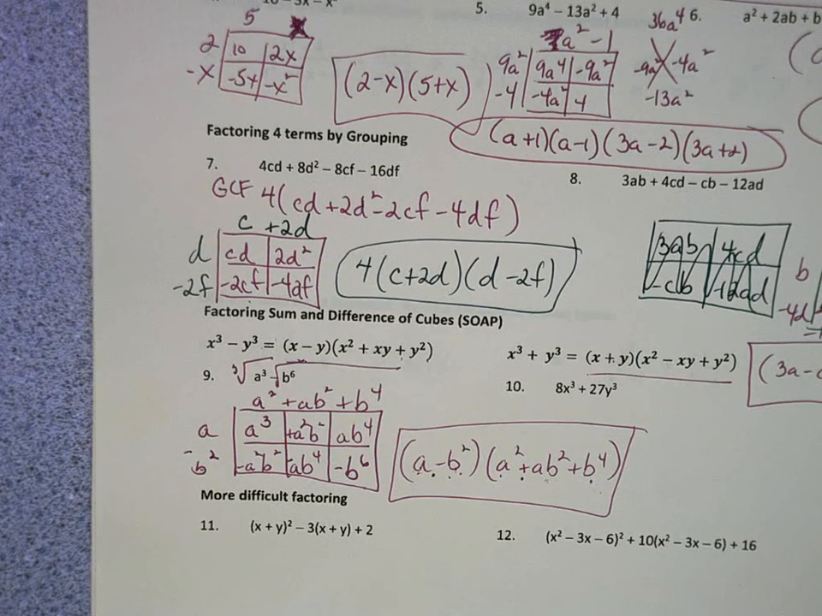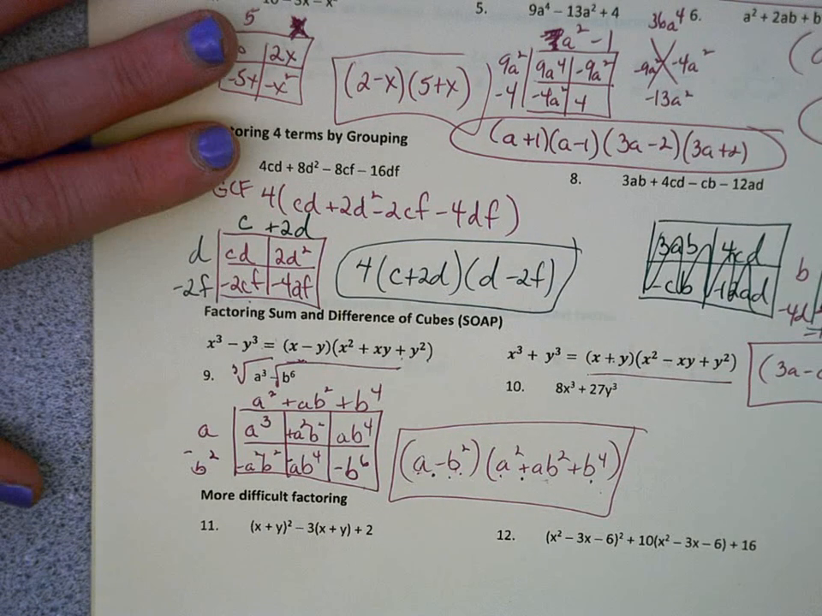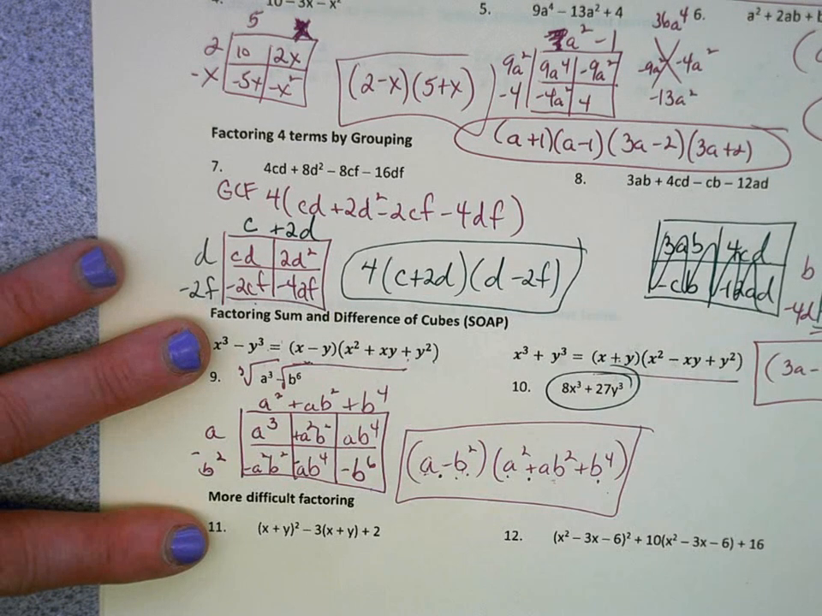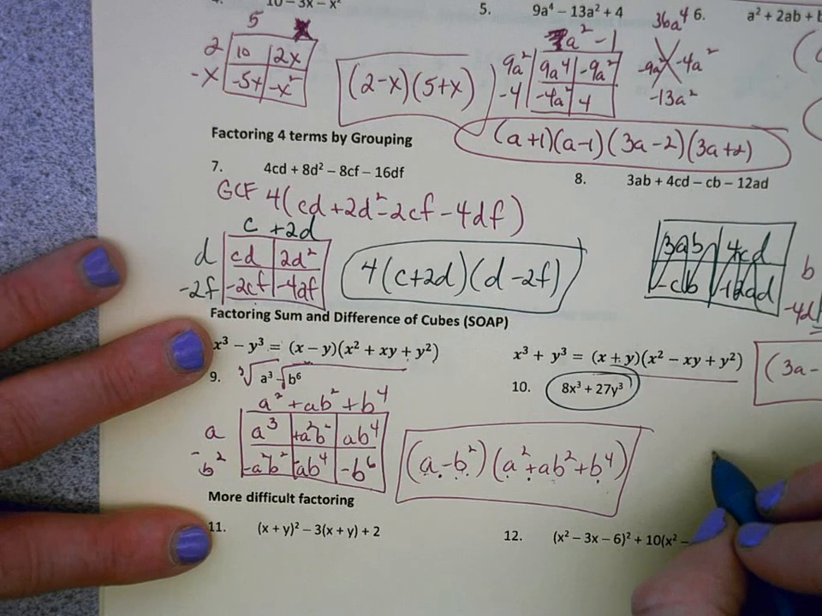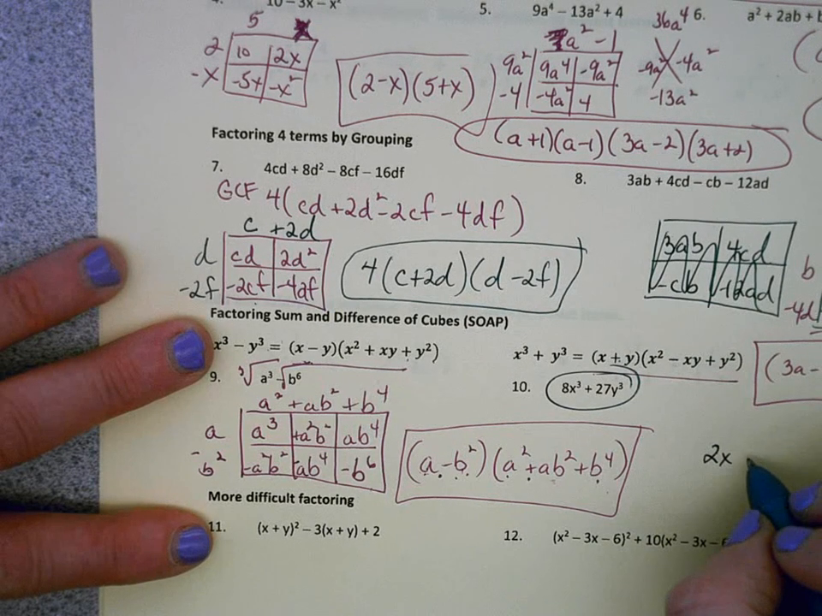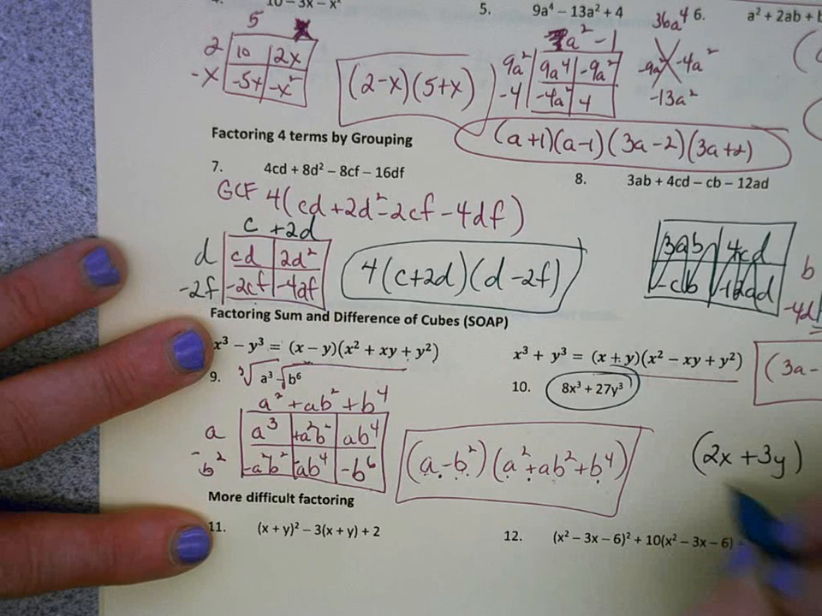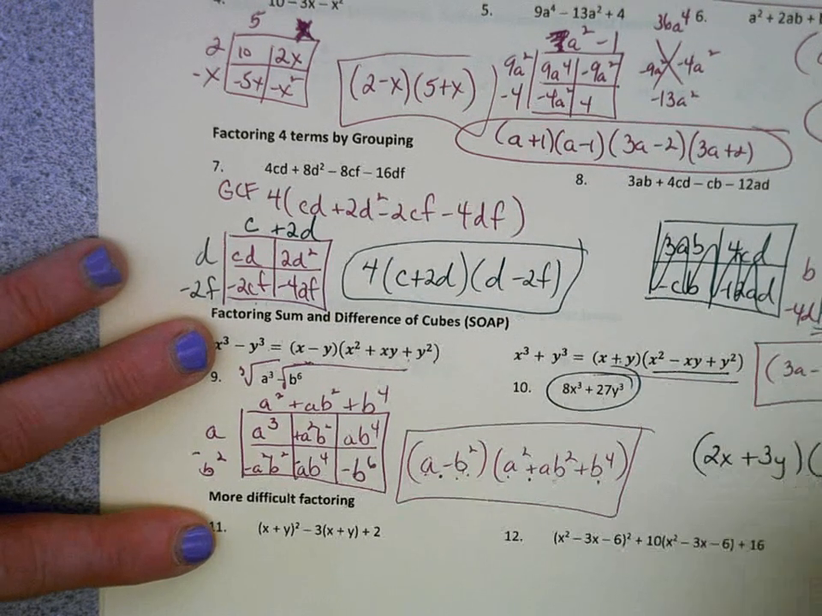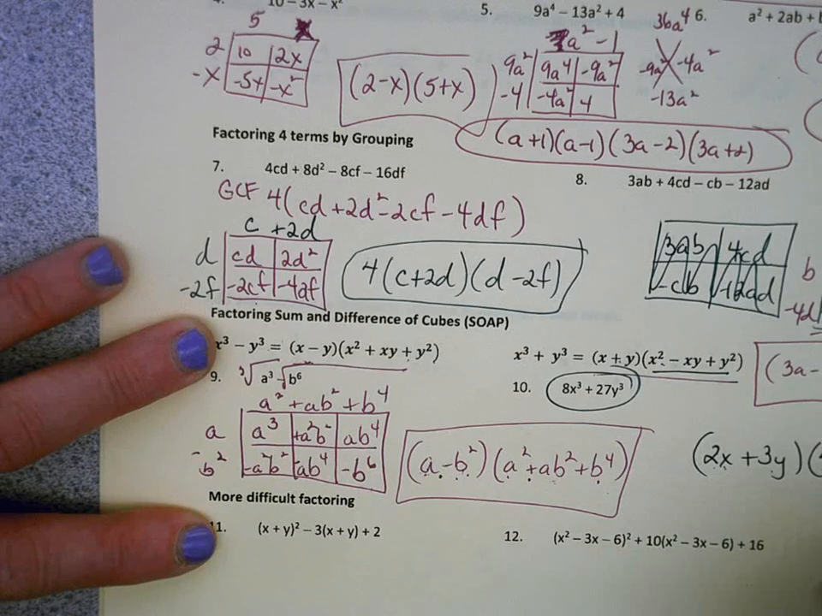So I'm going to do this one without an area model. I'm going to take the cube root of each one of these. So the cube root of 8x cubed is 2x. The cube root of 27y cubed is 3y. Then I have to do this. So we're going to take that first term and square it. That'd be 4x squared. Opposite, you multiply those together, 6xy. And the last term is the last part squared, 9y squared.